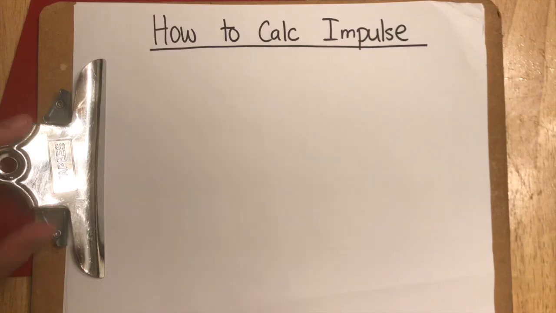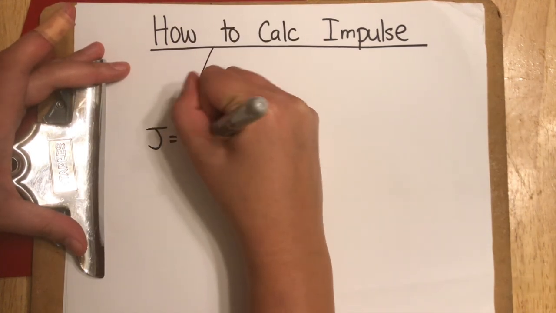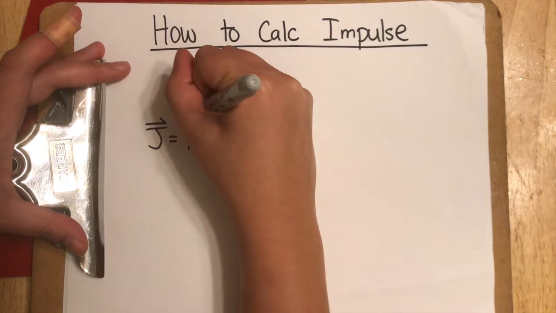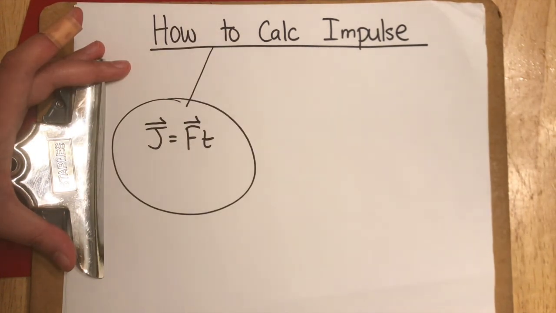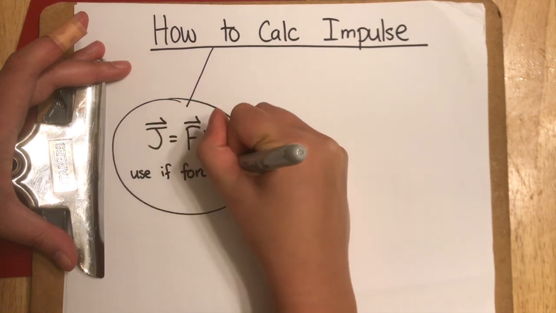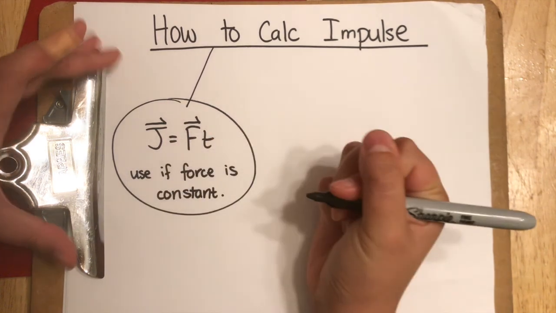So let's wrap this up. There are 3 ways to calculate impulse. We can use that impulse is equal to the product of force times time. We can use this whenever we have forces that are constant. In this case, the arrows on force and impulse indicate that those are both directional quantities.